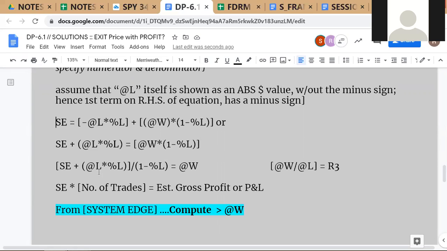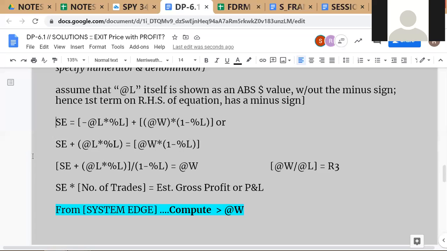Okay, so we just do some manipulation here, very simple. This means that SE plus this is equal to average win into this, but this comes with a minus sign. So the whole thing can be taken to the left. Then in the next step you can just write it like this: average win is equal to this whole LHS divided by 1 minus percentage L. Therefore from SE you can compute average win because the rest of them are known to you. You have already estimated the trading system parameters. So average win is this.